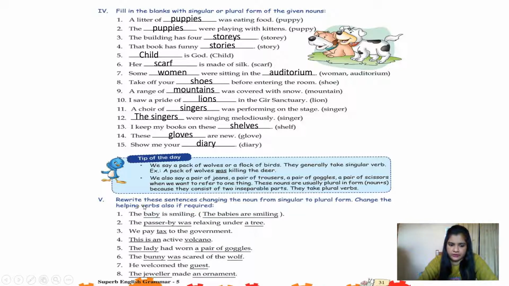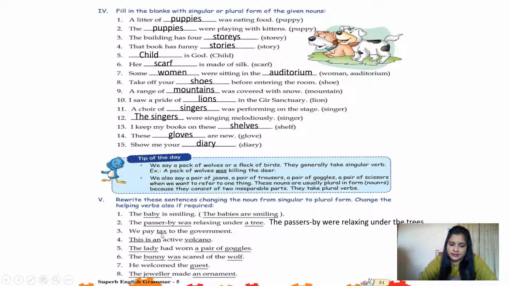Problem number 5. Rewrite these sentences changing the noun from singular to plural form. Change the helping verbs also if required. See, children, the first one is done for you. The baby is smiling. So baby will change into babies and obviously is will also change. So babies are smiling. The passerby will change into passers-by and was will change into were, relaxing under a tree. The trees. So what will be the answer? The passers-by were relaxing under the trees.